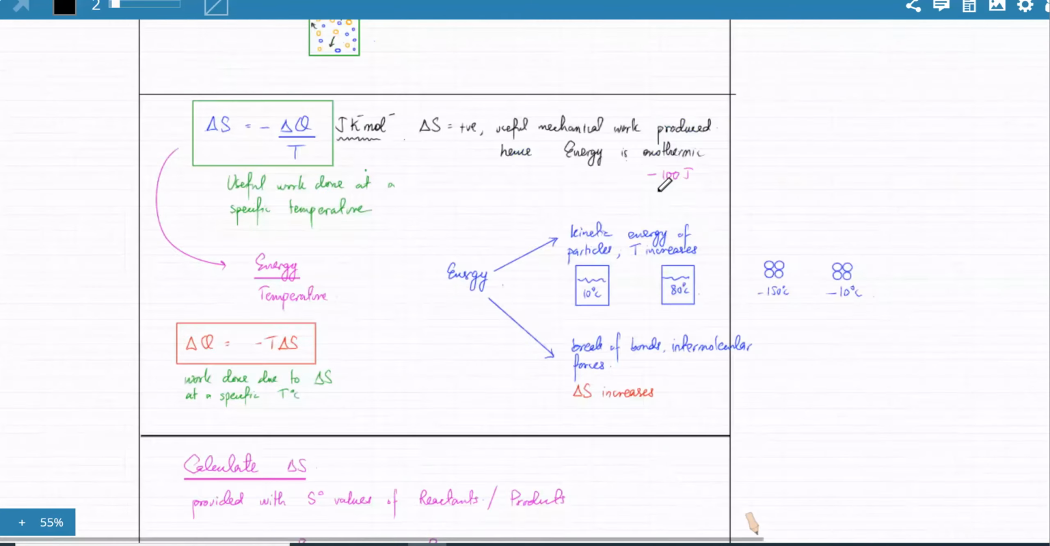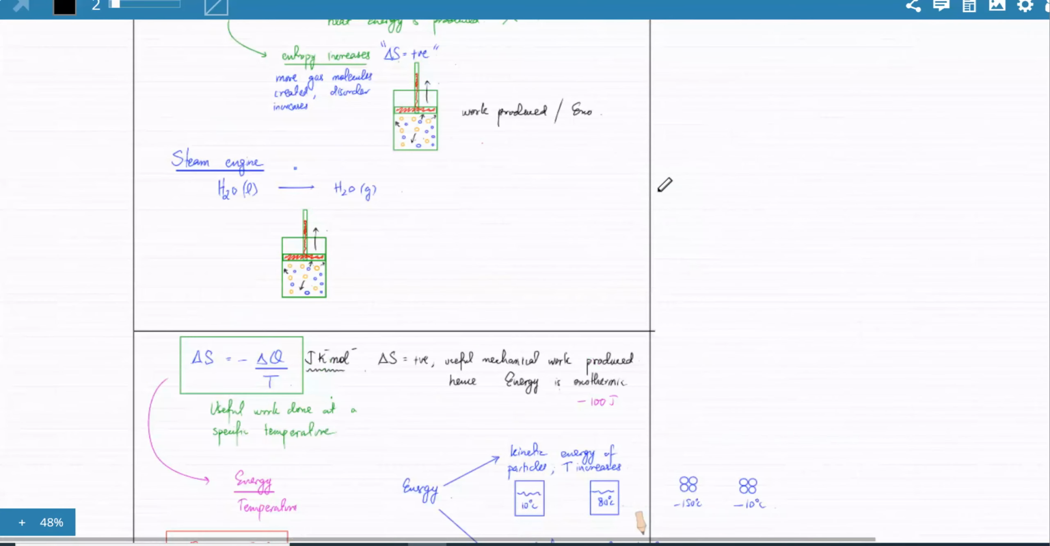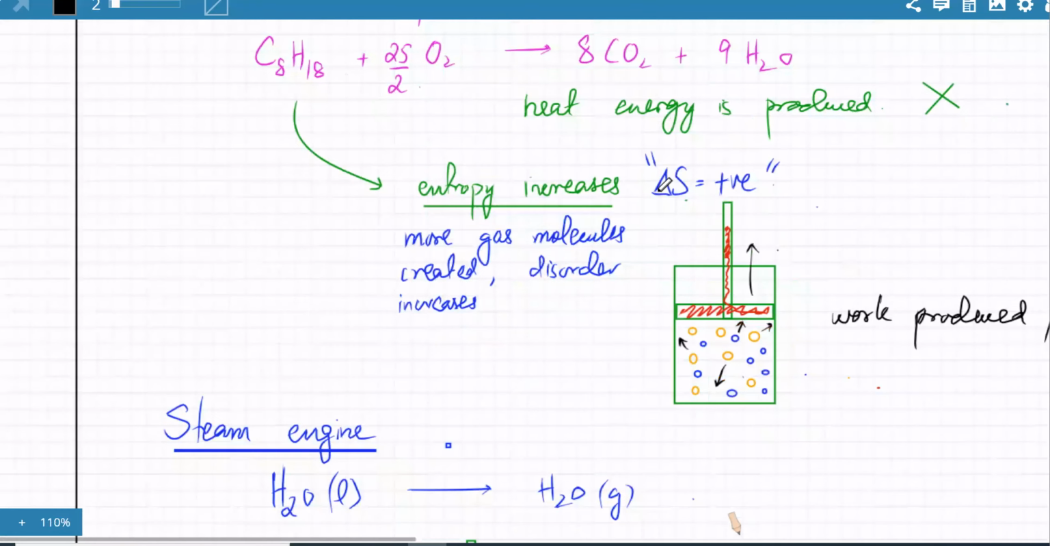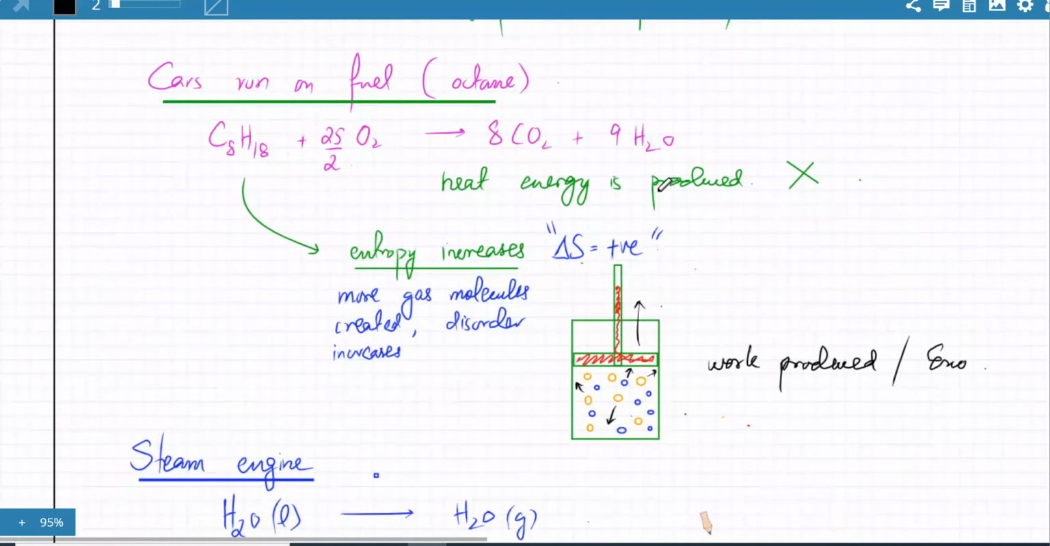For example, this car running on fuel, right? Mainly, there are two ways a system is going to produce energy. One of them is the heat energy that it's going to produce, and the other one is the work that it's going to produce due to entropy change. It's going to release a lot of heat energy, or consume a lot of heat energy. Either the temperature is going to increase or decrease.